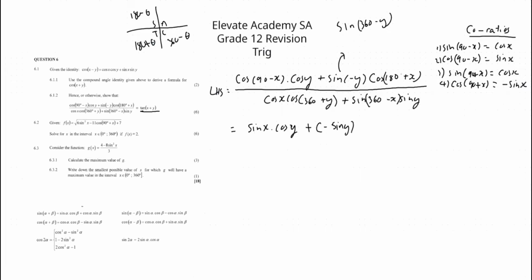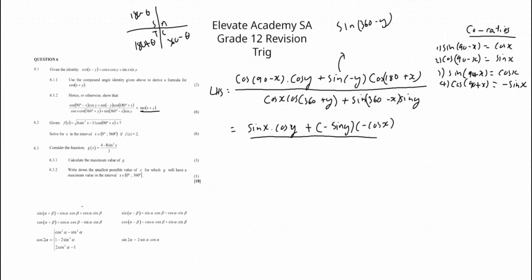Here we have cos 180 plus x, and we see 180 plus x will be found in our third quadrant. In that quadrant, only tan is positive. So here that's going to be a negative cos x. Okay, as we can see, it's starting to look like these expansions. So that's a good sign.